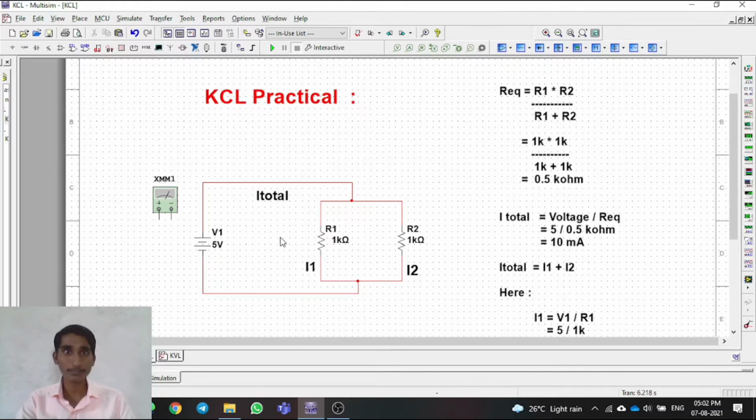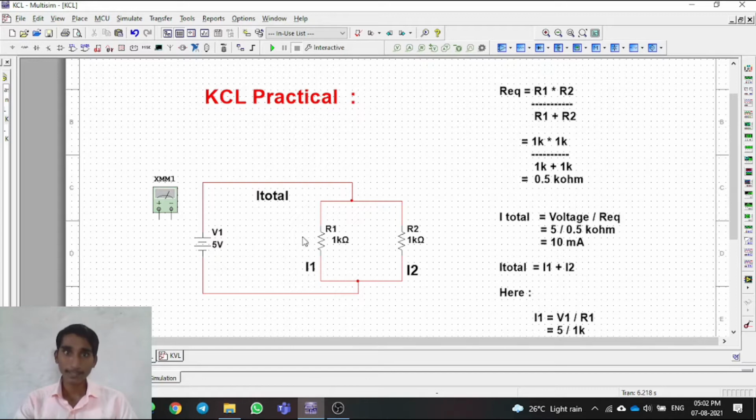Let's see some terms used here. We have named our voltage supply as V1. Then this is I total, which will be the total current flowing in our circuit. Then this is I1, the current flowing through resistor R1, and I2, the current flowing through resistor R2. These are our digital multimeters. So let's start with the practical.